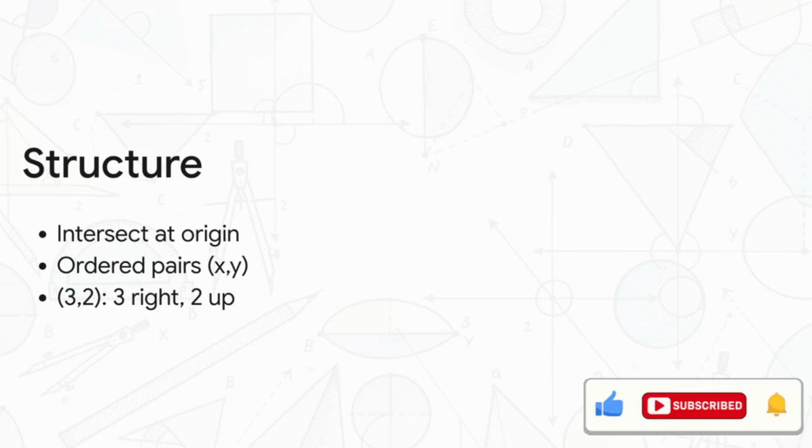For instance, if you get the coordinates (3, 2), that tells you to start at the origin, move 3 units to the right and 2 units up. Or if you have (-2, -4), you just start at the origin, go 2 units to the left and 4 units down. It really is that simple.